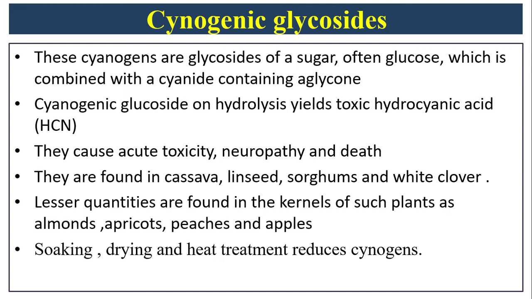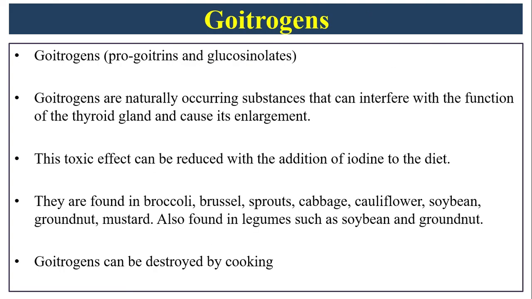Lesser quantities are found in the kernels of plants such as almonds, apricots, peaches, and apples. Soaking, drying, and heat treatment reduce cyanogens. Goitrogens. Progoitrins and glucosinolates are known as goitrogens. Goitrogens are naturally occurring substances that can interfere with the function of the thyroid gland and cause its enlargement. This toxic effect can be reduced with the addition of iodine to the diet.